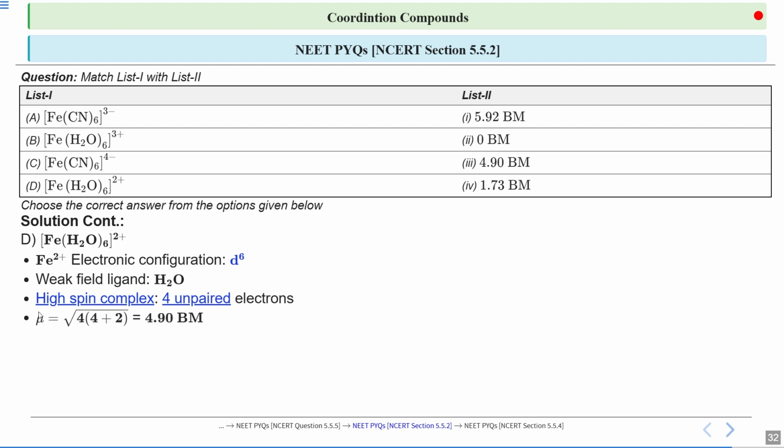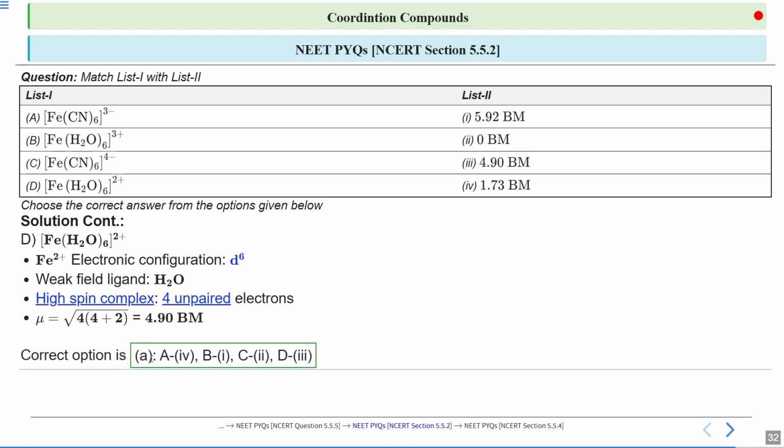When you put the value into the formula of magnetic moment, mu will become under root n times n plus 2. n is 4. 4 times 4 plus 2. 4 plus 2 is 6. 6 times 4 is 24. So under root 24 is equal to 4.90 Bohr magneton. That means the D complex is matching with the third choice, 4.90 Bohr magneton.